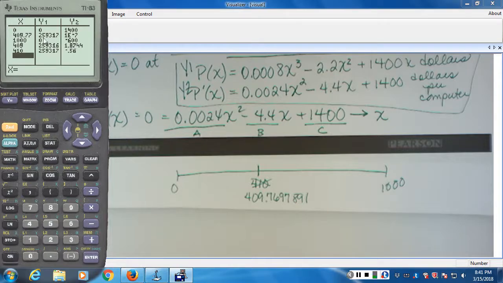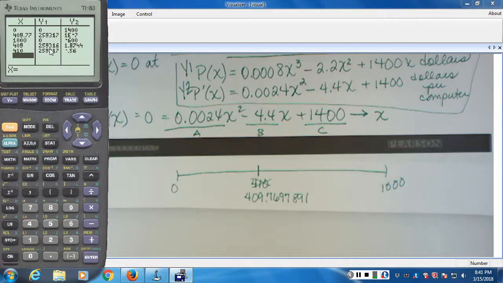So the best place to stop is when your profit is $259,317, which happens when you make 409 computers. And actually at 409 computers, it's $259,316. So you lost a whole dollar by not making that part of the computer. Okay? Now that's the point of the problem.